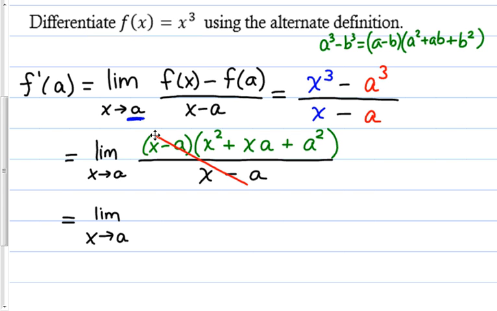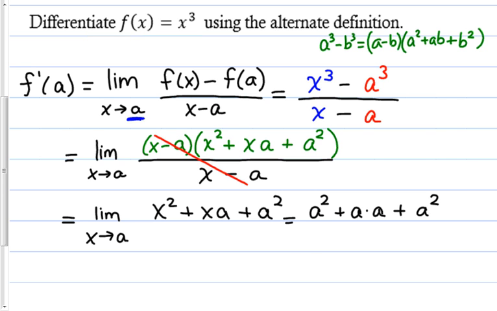So now I'm left with x squared plus x times a plus a squared. And technically, now I can go ahead and plug in my x equals a wherever there's an x. So I'm going to end up with a squared plus a times a plus a squared. So let's see, what do I actually have here? I have a squared plus a squared plus a squared, which, if I know how to count, is 1, 2, 3, 3a squared. This is my derivative.